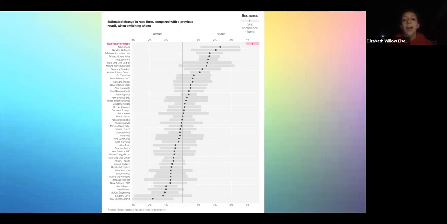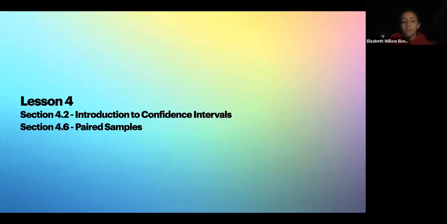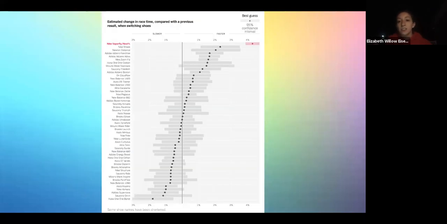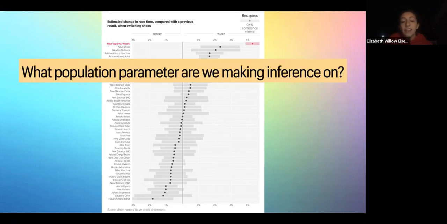Okay. And so the one meaningful thing that we can notice right now is just that these are paired samples, right? Because there's two samples that we're looking at, the before they switch shoes and the after they switch shoes. So one question we might have is, what population parameter are we making inference on? So we're talking about a change in race time compared with a previous result. So change in race time.